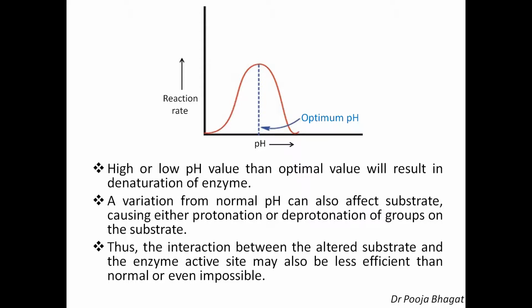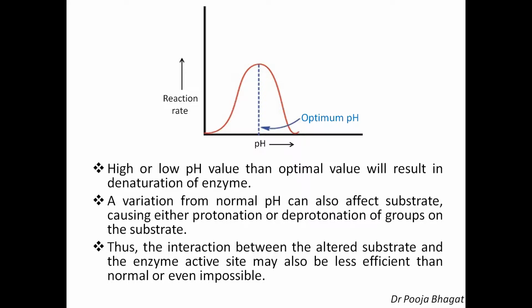That means if the substrate has a negative charge, any group present which has a negative charge will get protonated in the acidic medium. And if the substrate, let us take, has a positive charge, NH3 positive, then the basic medium will abstract the proton. So it is deprotonation. So as in the case of the enzyme, in the substrate also the groups present can be protonated or deprotonated. And this leads to less efficient interaction between enzyme and substrate, or the interaction is even impossible. So the conformation of the enzyme is changed.